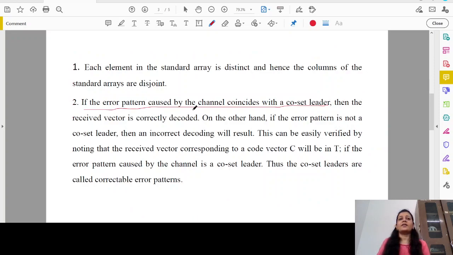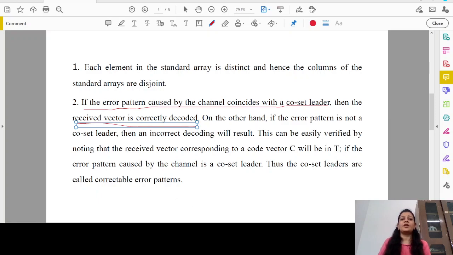So if the error pattern caused by the channel coincides with a coset leader, then the received vector is correctly decoded. So the received vector can be correctly decoded. On the other hand, if the error pattern is not a coset leader, then incorrect decoding will result.